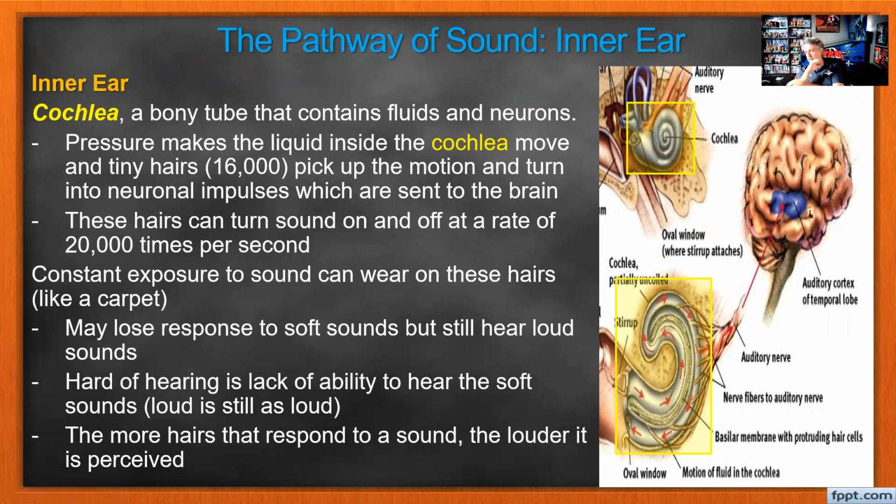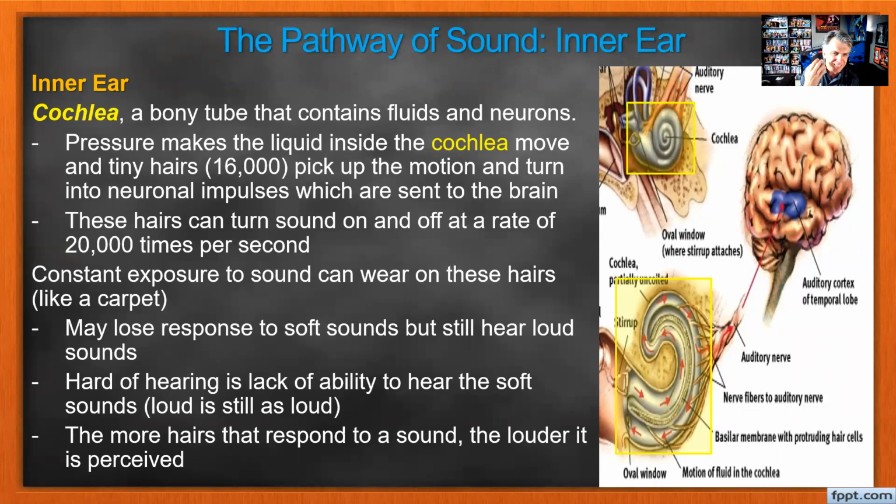And their job is to take up the sound, or the little movement of the fluid, and to sort of vibrate. So you've got 16,000 tiny little hairs picking up the fluid and the motion. Then their job is to turn it into an electrical signal, which transduces and then gets sent to the auditory cortex, the temporal lobe, and other parts of the brain as well. They make up what the sound is and put it back together into its little pieces. The more hairs that respond, the louder the sound becomes.